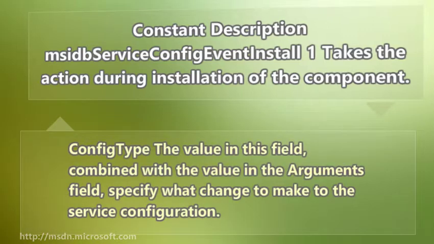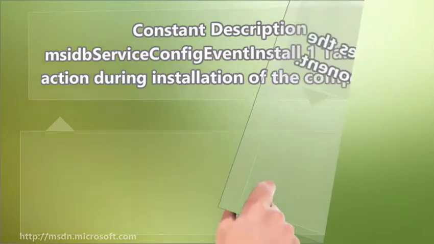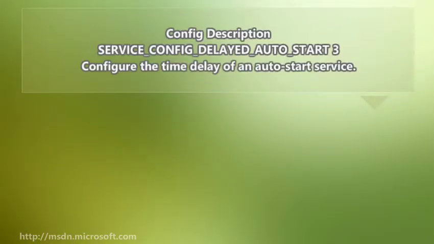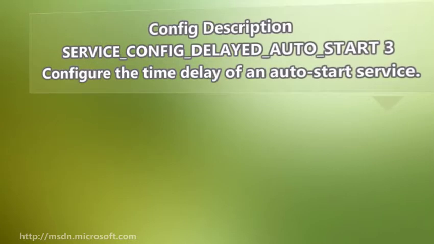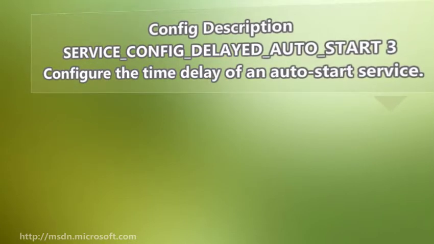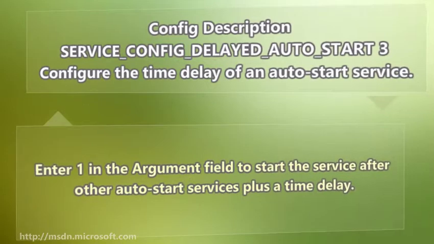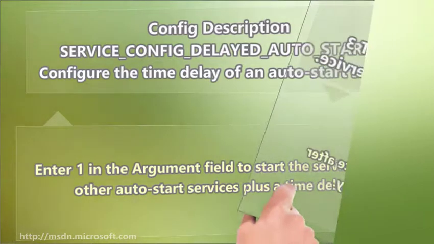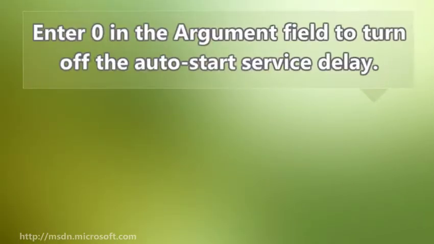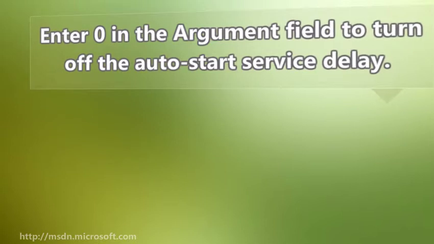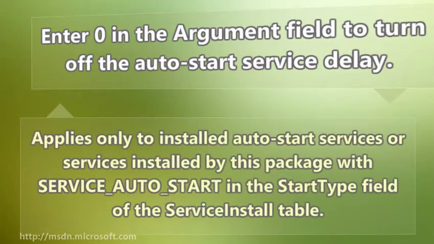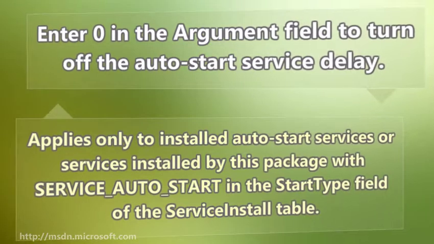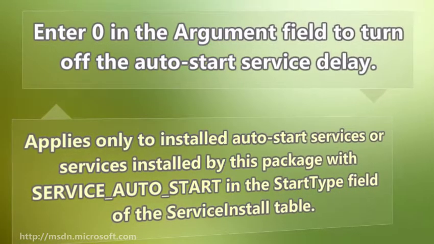Config type. The value in this field, combined with the value in the arguments field, specifies what change to make to the service configuration. Config description. Service config delayed auto start 3: configure the time delay of an auto start service. Enter 1 in the argument field to start the service after other auto start services plus a time delay. Enter 0 in the argument field to turn off the auto start service delay. Applies only to installed auto start services or services installed by this package with service auto start in the start type field of the MsiInstall table.